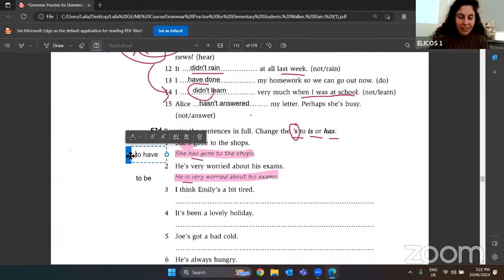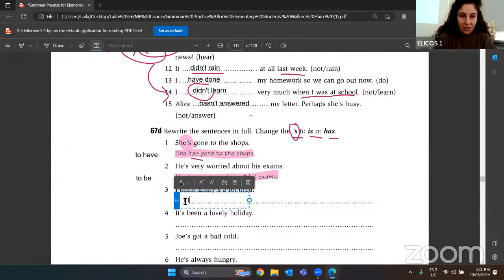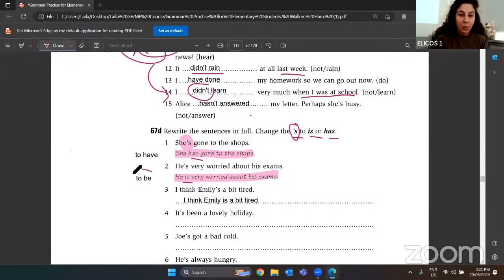Okay, so number 3, we'll go with Javiera. I think Emily's a bit tired. So I think Emily is a bit tired. We use the verb to be when we talk about an emotive feeling, like I'm a bit tired, I'm a bit exhausted, I'm happy, I'm excited, I'm devastated, I'm sad. We use the verb to be when we talk about an action, but there's a feeling with the action.